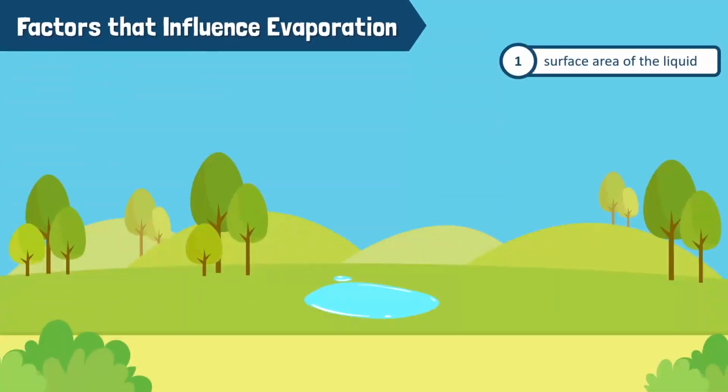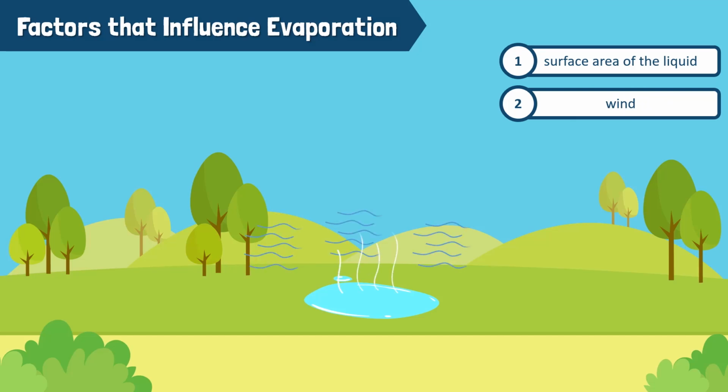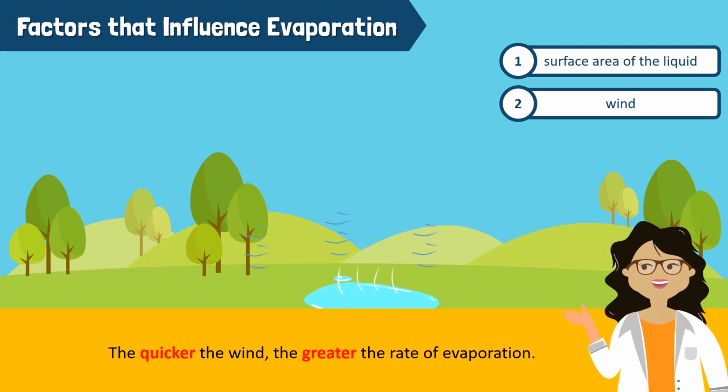Another factor that speeds up evaporation is air or wind. Wind gives molecules more kinetic energy to enable them to escape from the surface of the liquid. So, the quicker the wind across a liquid, the greater the rate of evaporation.